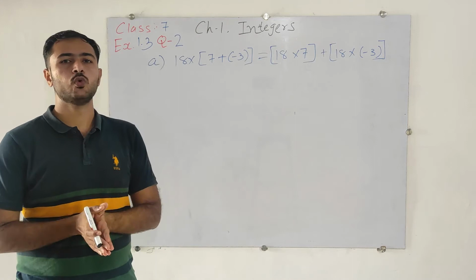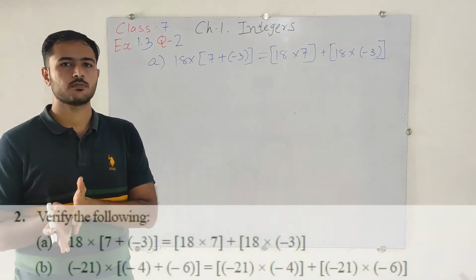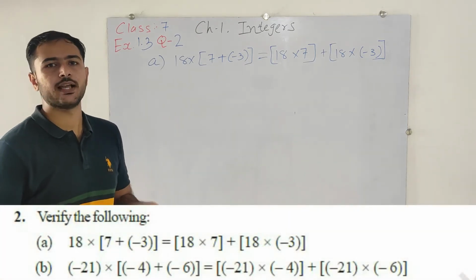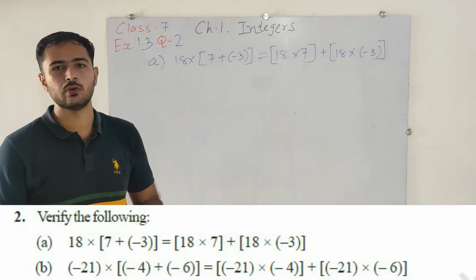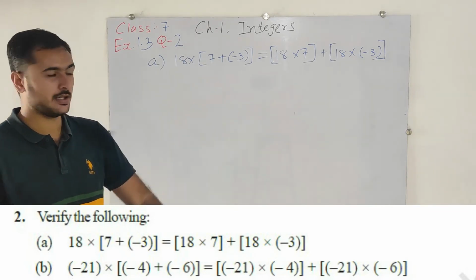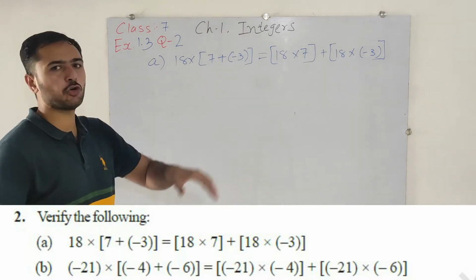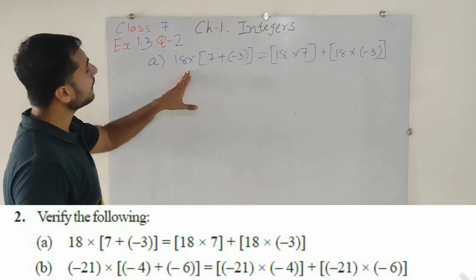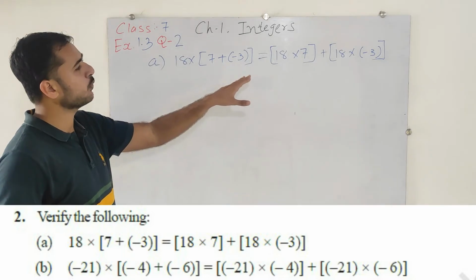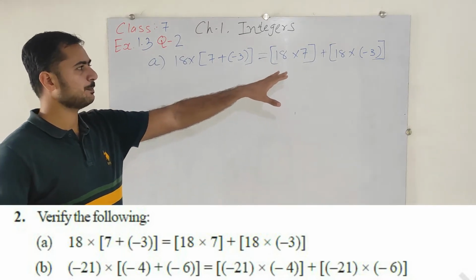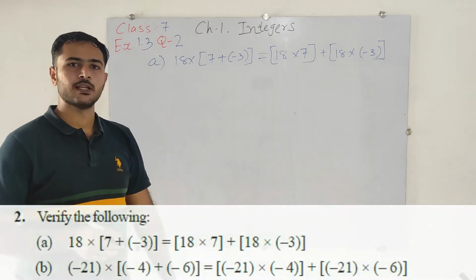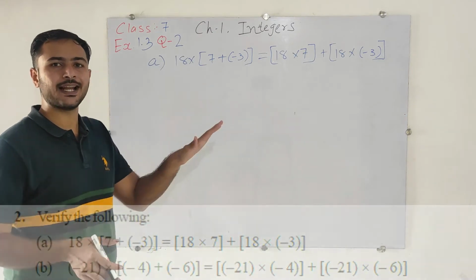In question number 2, there are 2 questions. From that, again the same thing: I am going to do one and you have to do one. Okay, work should be divided properly. Right? Now here, in A1 we have to just verify whether it is correct or not. What is given? 18 multiplied by bracket 7 plus minus 3 is equal to 18 multiplied by 7 plus 18 multiplied by minus 3. We have to verify whether it is correct or not.